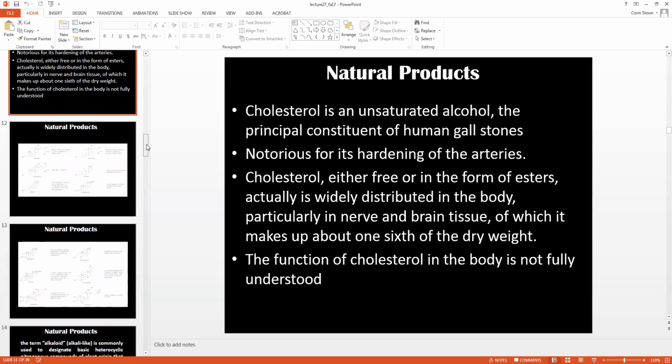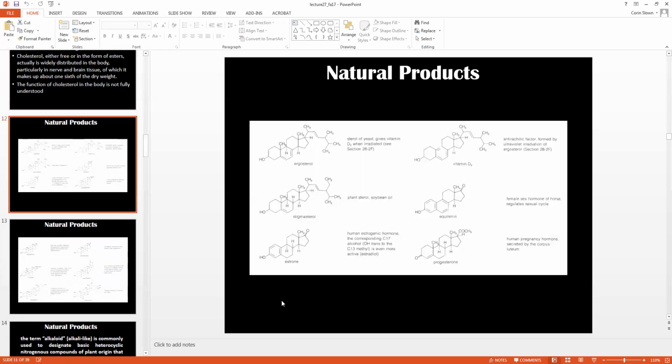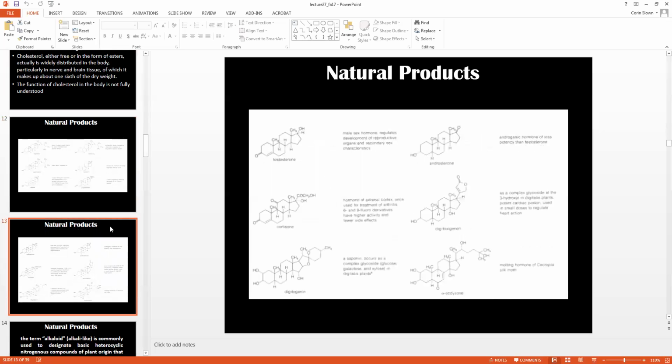And here's what's really interesting. You could pursue a career in graduate school studying cholesterol because the function of cholesterol in the body is not well understood. If we take a look here, there are several different examples. Ergosterol, stigmasterol, estrone, vitamin D2, equilenin, and progesterone are just a couple of examples of the types of steroid compounds. Here are some others: testosterone, androsterone, cortisone, digitoxigenin, digitogenin, and ecdysone. These are all, again, derivatives of steroids.